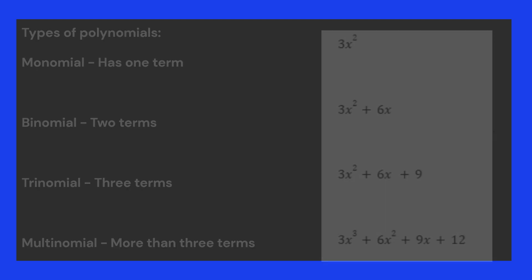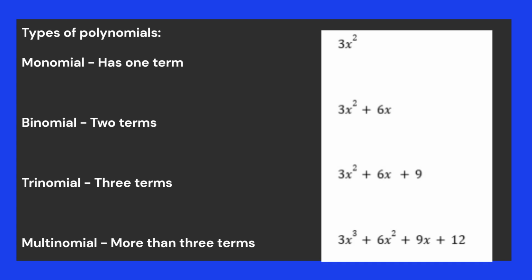There are different types of polynomials that you'll encounter in higher math and STEM courses. Here's a quick run-through of them. Monomial has one term. Binomial, 2 terms. Trinomial, 3 terms. Multinomial, more than 3 terms.